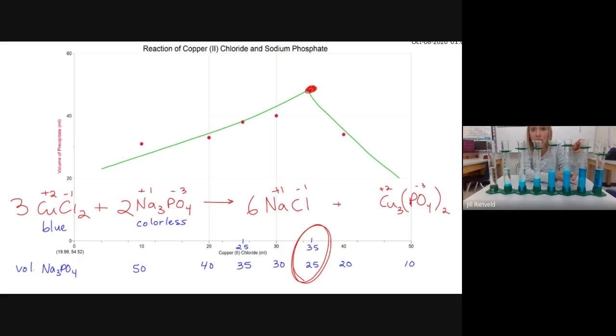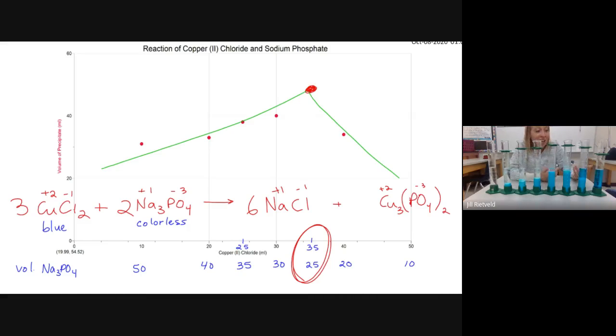Now, obviously, there's still precipitate in there. The reaction still happened, but there's excess copper chloride. And what I love about this particular setup is that you can see it. Because the copper chloride is colored, when it's in excess, I can see it. The solution on top is supposed to be sodium chloride, which is supposed to be colorless. And it's not. It's still got a blue tint to it. So then I know that the excess solution was the copper chloride, and the limiting reactant would have been the sodium phosphate.